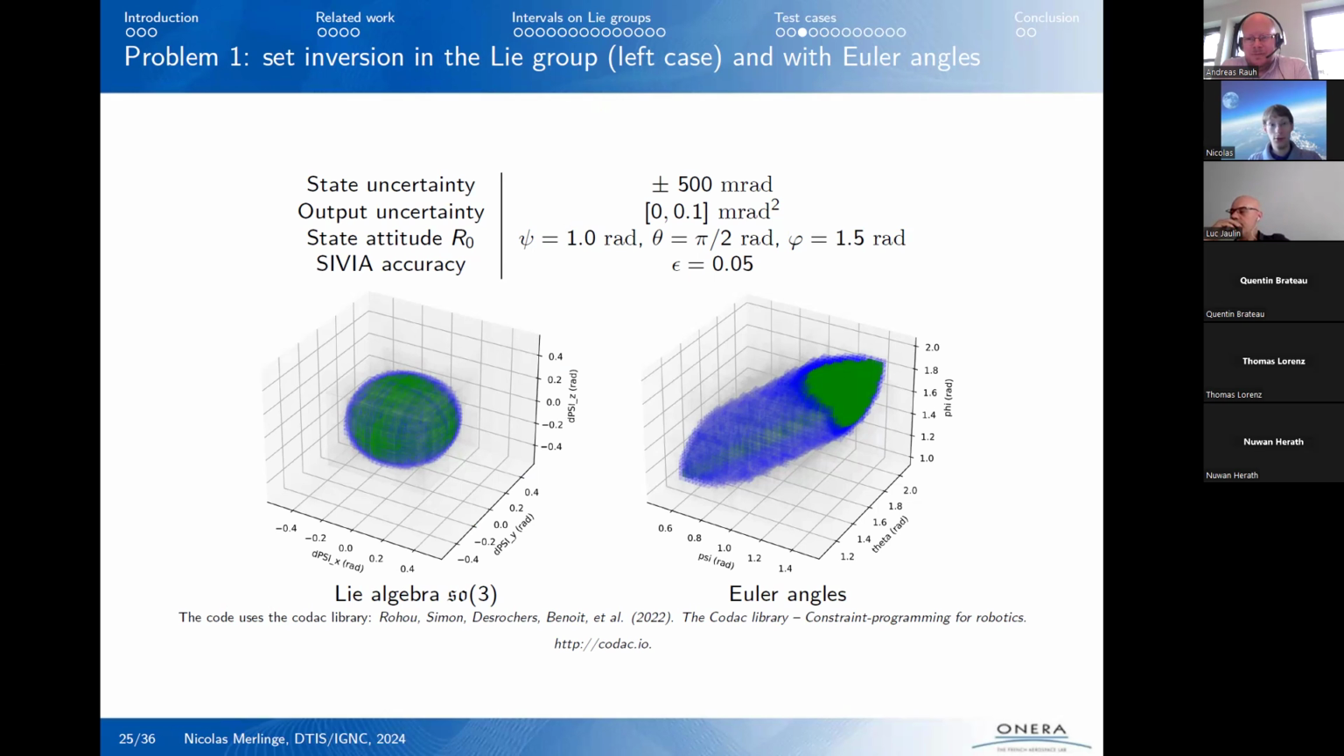So I used the state-of-the-art SIVIA and the state-of-the-art forward-backward contractors. But I'm pretty sure that it could be optimized with more advanced contractors and algorithms. And you probably know far better than me the different ways of doing that. But here I wanted to remain as close as possible to the basic state of the art, because what I wanted to assess is the importance of the way of parameterizing the problem in Lie groups.